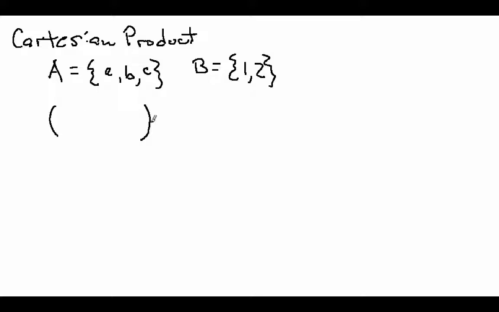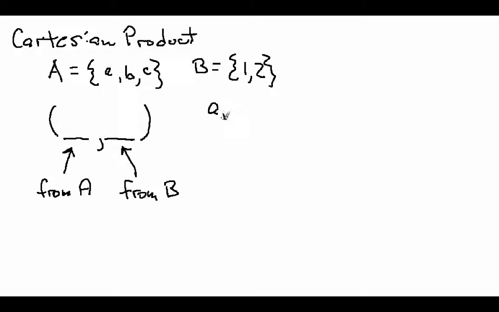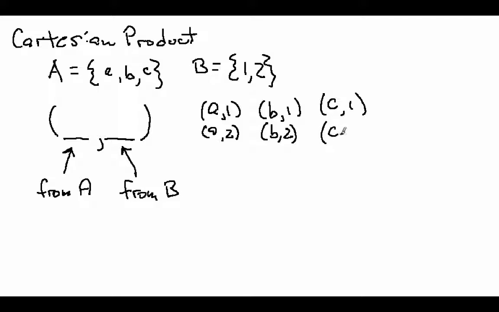Now notice I'm using different brackets here. These are rounded brackets. And what goes over here, this is from A. And what goes over here, this is from B. So I can actually list all of the Cartesian products over here. I could get (a, 1), and I could get (a, 2), and I could get (b, 1), (b, 2), and I could get (c, 1), and I could get (c, 2).